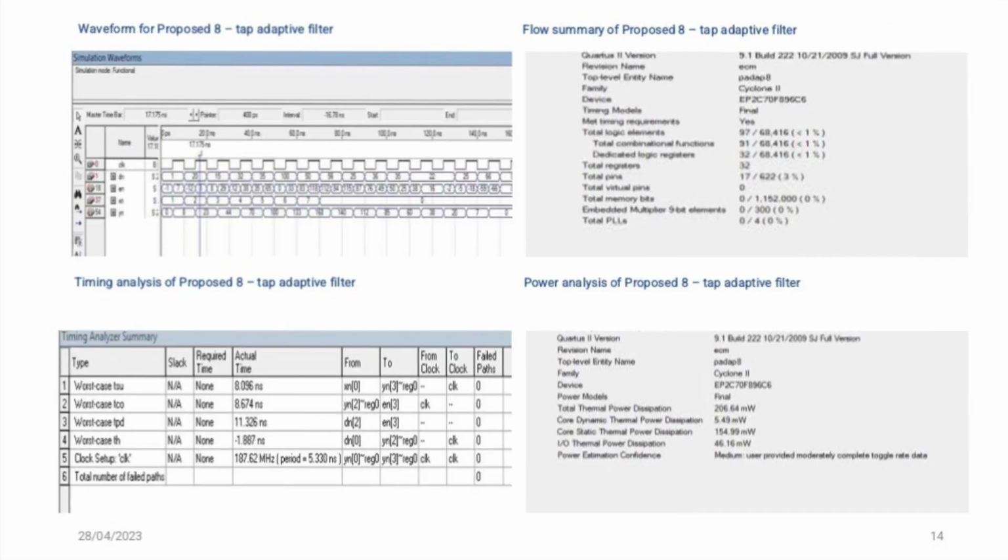And for the overall analysis of the proposed 8-tap adaptive filter, the flow summary is given, where the area covered by the proposed 8-tap adaptive filter is 97 logic elements, and the time taken is 8.096, and the total power consumed is 206.64 milliwatts.